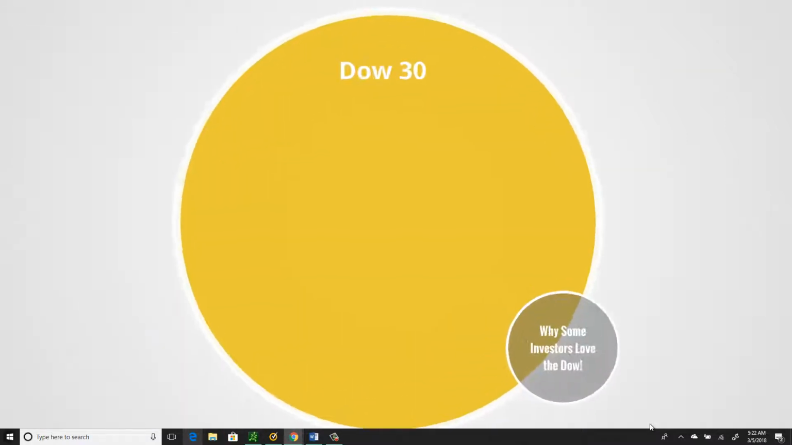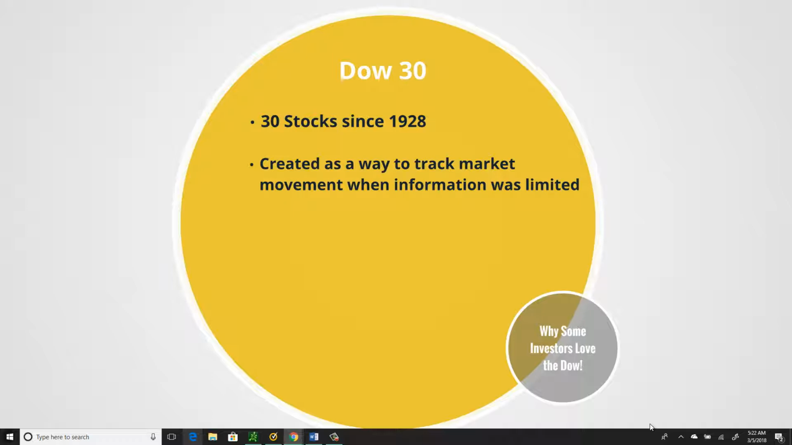So let's start with the Dow Jones. Now, the Dow Jones, there are Dow Jones Industrial Averages. There's the Dow Jones Transportation Average. There's a number of different averages in the Dow Jones, and the Dow Jones started in the late 1800s, but it's been 30 stocks since 1928. And starting in 1928, we started to measure those 30 stocks. Now, it was originally created as a way to track market movement when information was limited.